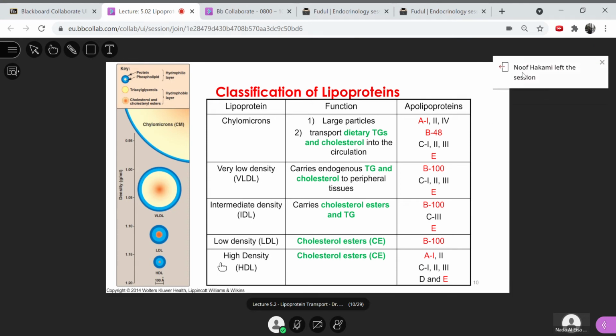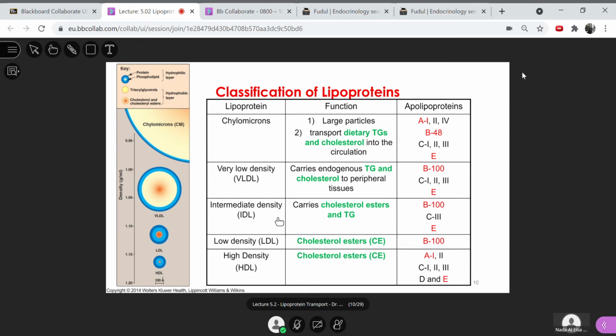These two are cholesterol transporters. One is a bad cholesterol transporter because it transports cholesterol from liver to peripheral tissues, LDL. The other one, HDL, is a good cholesterol carrier because it collects or transports cholesterol from peripheral tissues back to the liver. Okay, this is an easy way to memorize it.